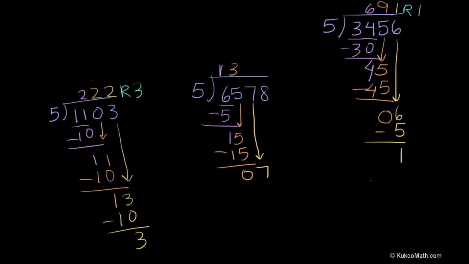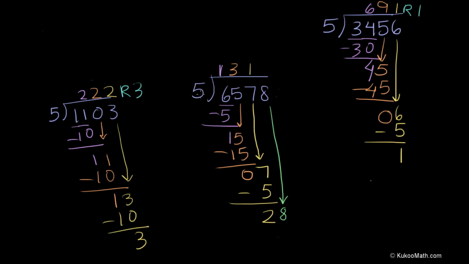How many times can we fit 5 into 7? We can fit it in once. 1 times 5 is equal to 5. And when we subtract again, we get 2. Finally, we have one more digit to bring down, the 8. Now we have 28 divided by 5.